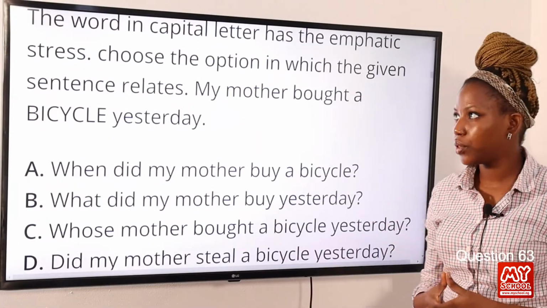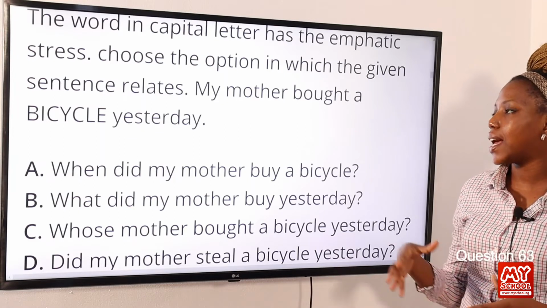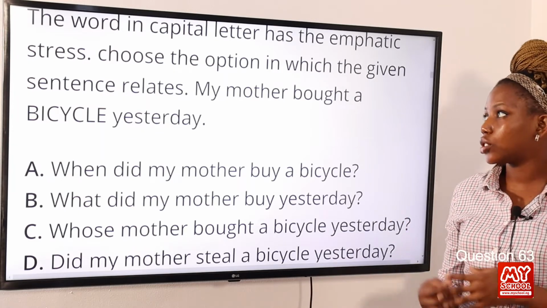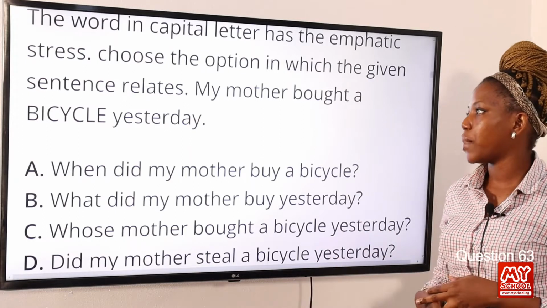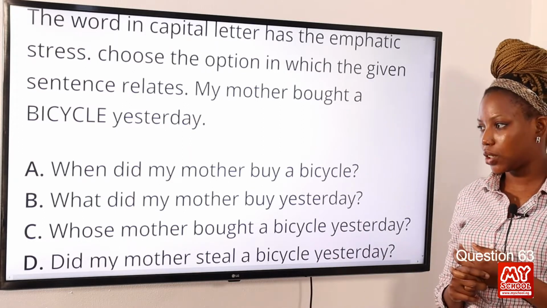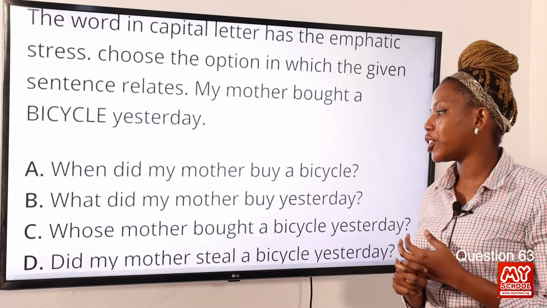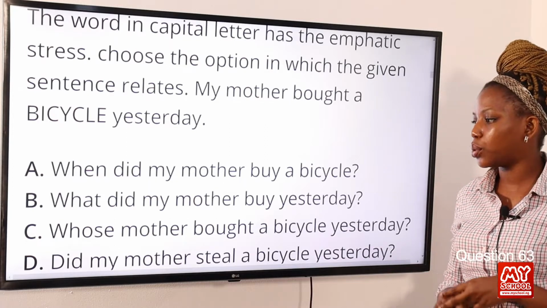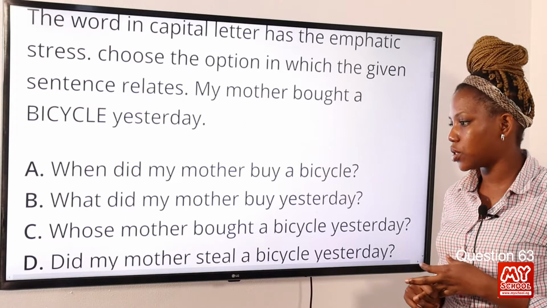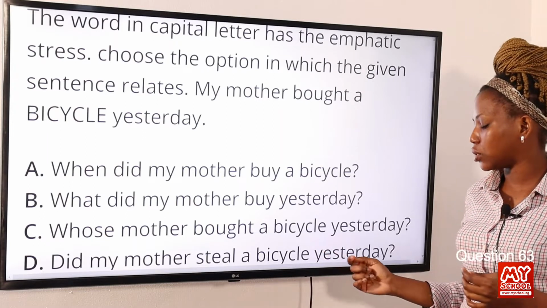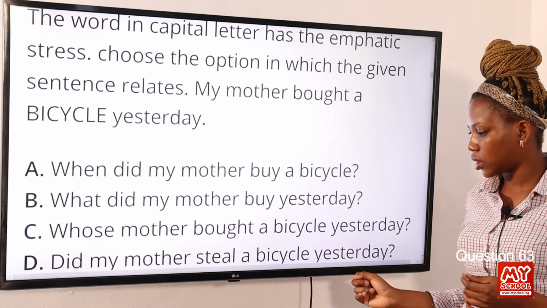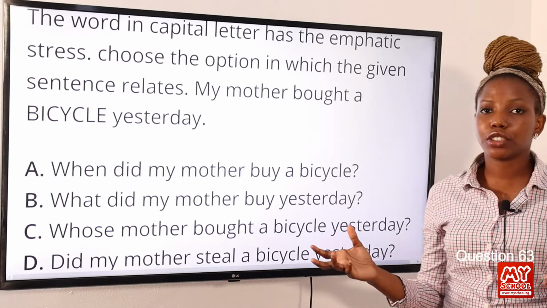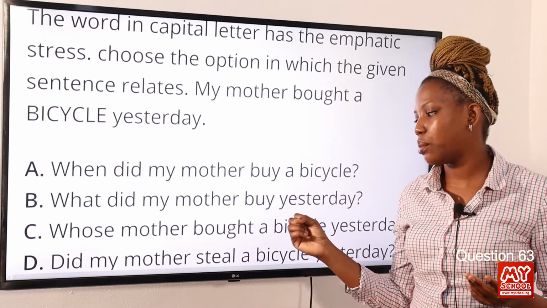Question 63. The word in capital letter has the emphatic stress. Choose the option in which the given stress sentence relates. My mother bought a bicycle yesterday. Option A. When did my mother buy a bicycle? Option B. What did my mother buy yesterday? Option C. Whose mother bought a bicycle yesterday? Option D. Did my mother steal a bicycle yesterday? Now the answer to this question is option B. What did my mother buy yesterday?